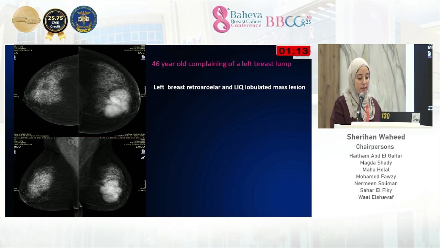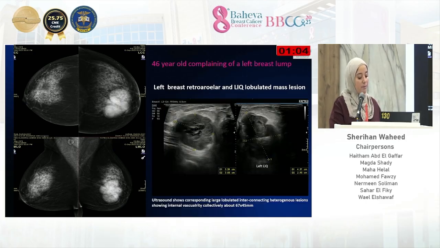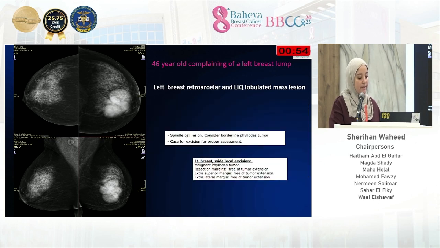In this case, we have a 40-year-old complaining of a left breast lump, and the mammography shows in the left breast retroareolar and lower inner quadrant lobulated mass lesions. By ultrasound, we have a corresponding large lobulated interconnecting heterogeneous lesion showing internal vascularity. The true-cut biopsy came as a spindle cell lesion with consideration for a borderline phyllodes tumor, and excision was recommended. On wide local excision, it came back as actually a phyllodes tumor, and a malignant one.